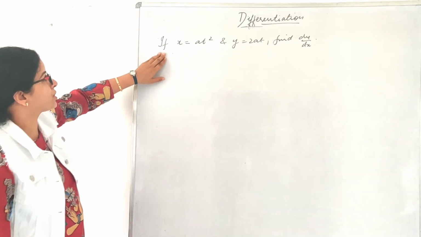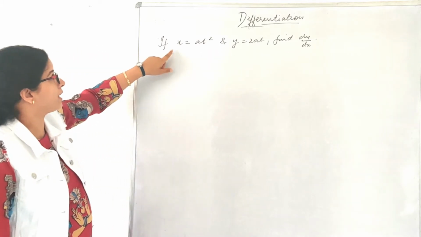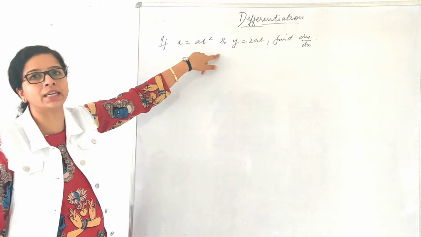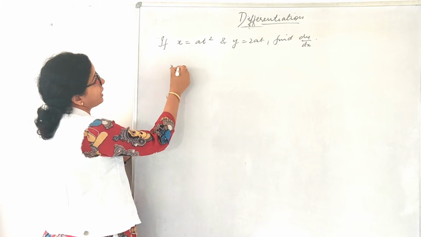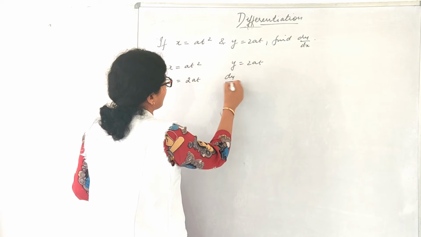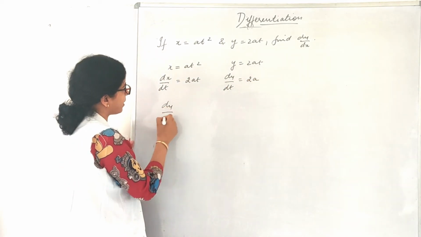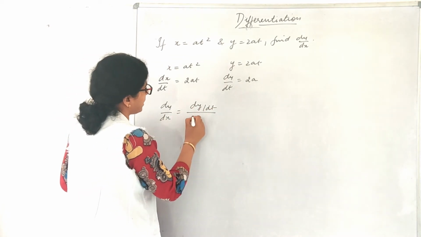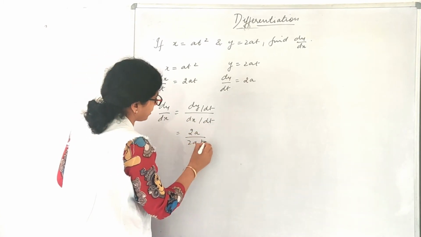Now let us take this question. If x is equal to at square and y is equal to 2at, find dy by dx. So here we have been given x and y as parametric functions of t. So t is my parameter, and we are going to differentiate with respect to t. So dx by dt equals 2at. Now dy by dt is equal to 2a. I have to find the value of dy by dx, which is nothing but dy by dt upon dx by dt. Substitute the values, 2a upon 2at, which is 1 by t.